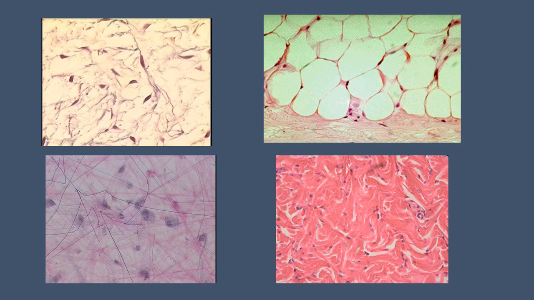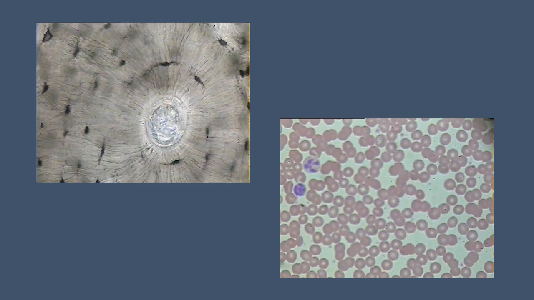There is the matrix, this extracellular material between the cells. Oftentimes there may be fibers. As you can see, there are some strands here between the cells. And then here you can see an example of the adipose tissue. And then your osseous or bone tissue is right here.